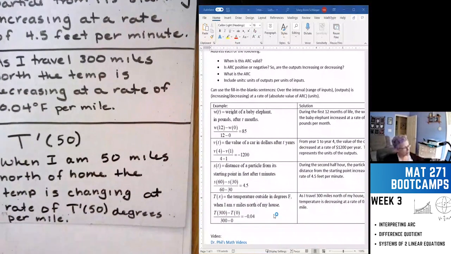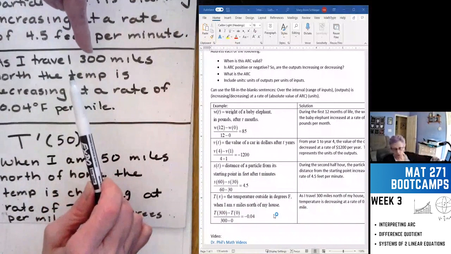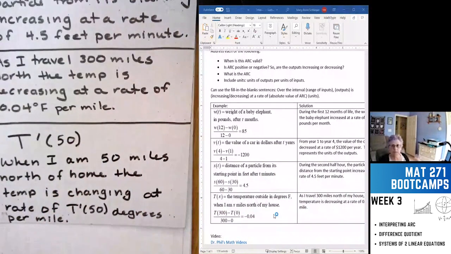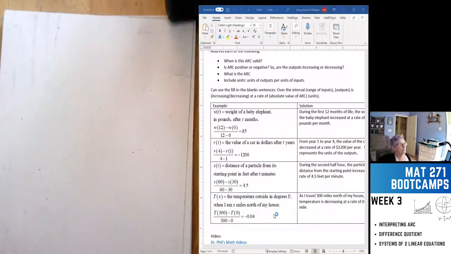It's just that instead of having an interval of time, like with average rates of change, you have just a specific moment in time. Questions? Okay.